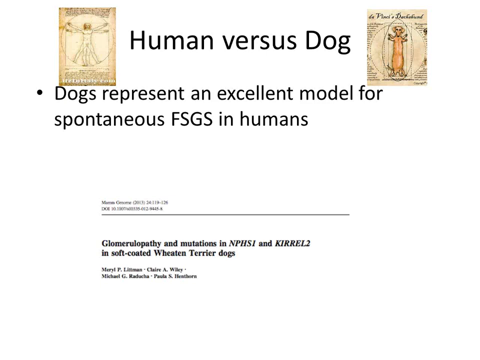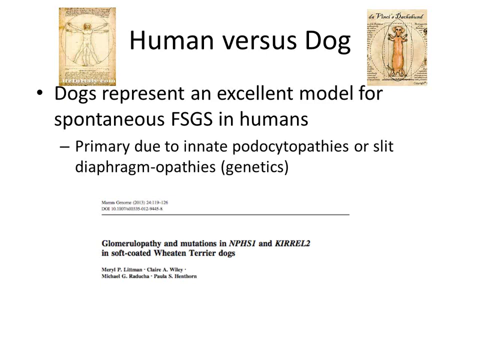But I do think dogs represent an excellent model for spontaneous focal segmental glomerulosclerosis, which is the most commonly rendered diagnosis for proteinuric humans in industrialized countries, I guess I should say. So dogs actually represent an excellent model for this. There are 2 different kinds of pathogeneses.